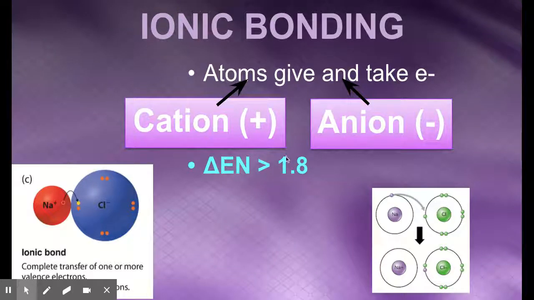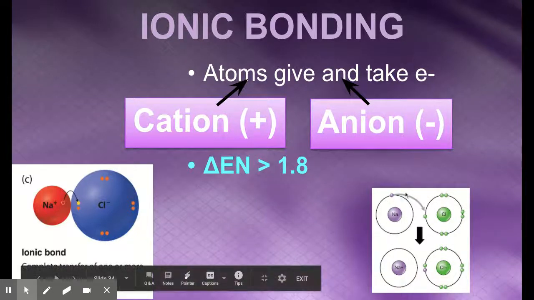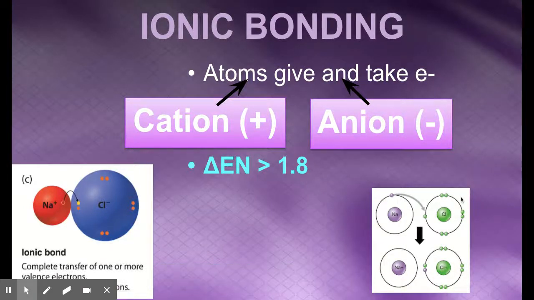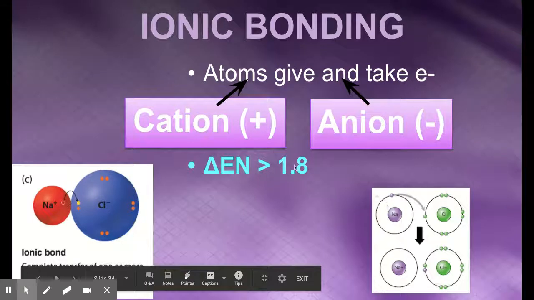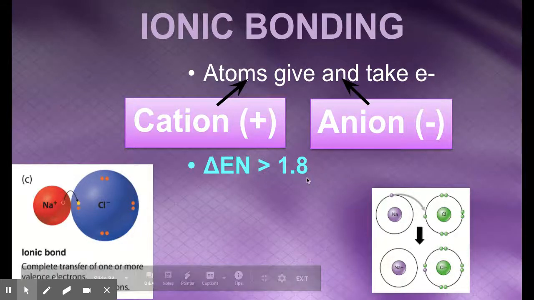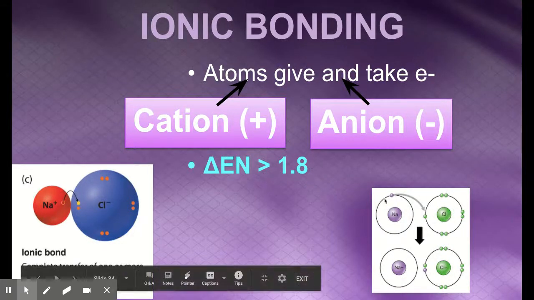So that fits this requirement of greater than 1.8. Here are some more pictures of this. Like we said before, this shows the valence shell electrons. Sodium has 1 valence shell electron and chlorine has 7. Because this difference in electronegativity is so high, chlorine is going to steal that electron from sodium. They're not sharing. Chlorine is taking that electron away. Then these two are bonded together because it has taken its electron.